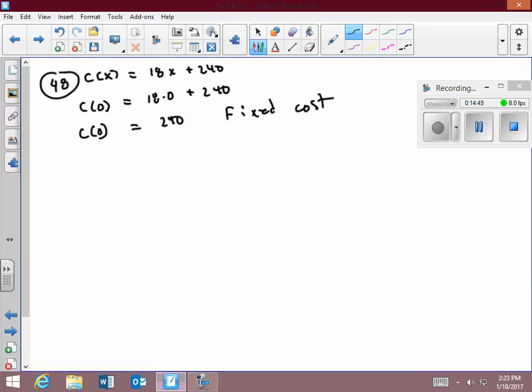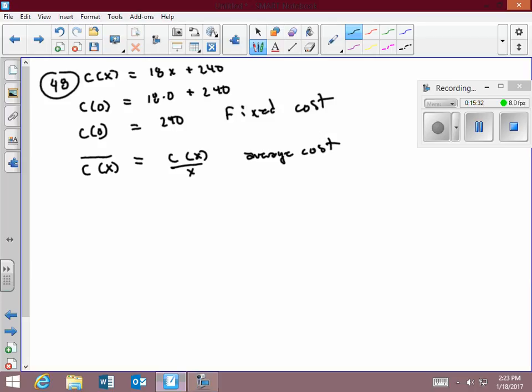Now, the next one says find and interpret this particular thing. Well, this is C of x over x, how about that? You see, that's average cost, right? It's the cost of producing x units divided by x units. That's average cost. Okay, just think about this.